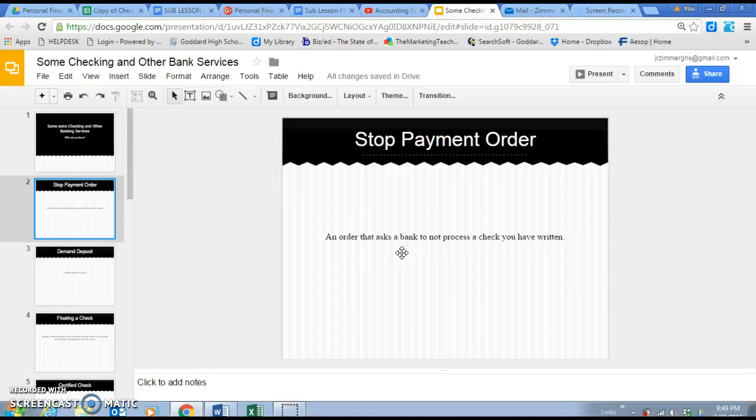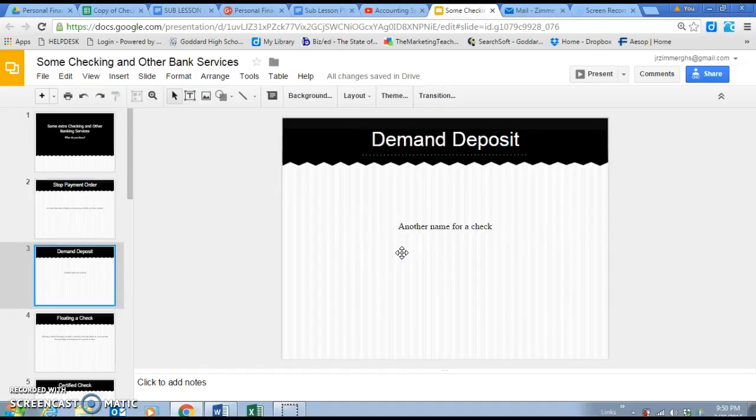It could be something where you found out the purchase was not legit, or maybe you just didn't have the funds and you wanted to make sure you didn't get a service charge on the other end, and we'll talk about that in a second. The next item is demand deposit. This is simply just another name for a check, so I'm going to leave it at that.